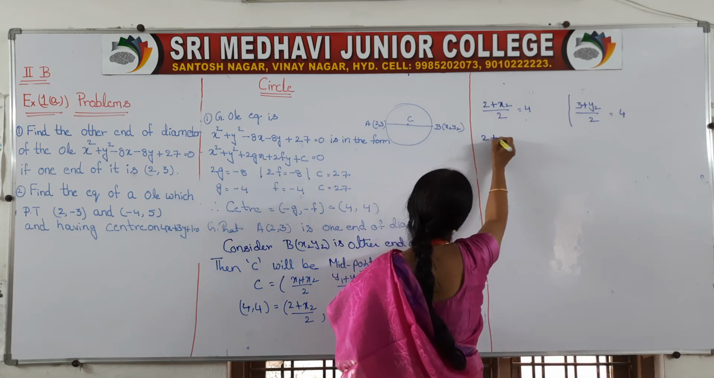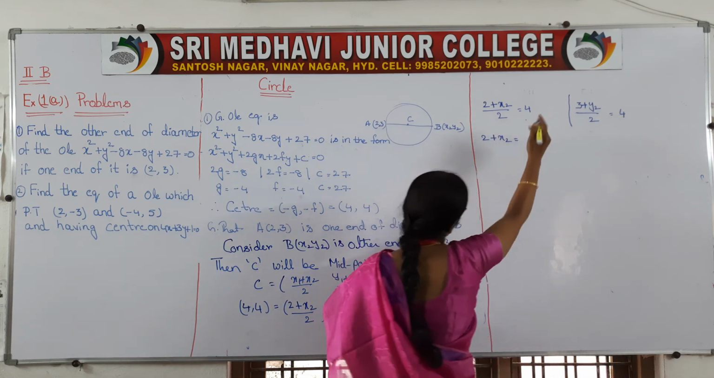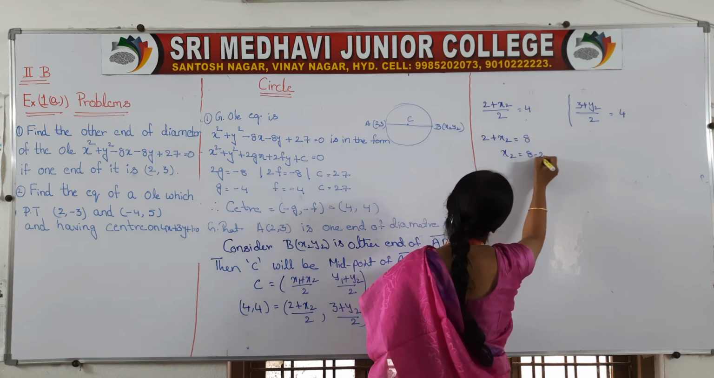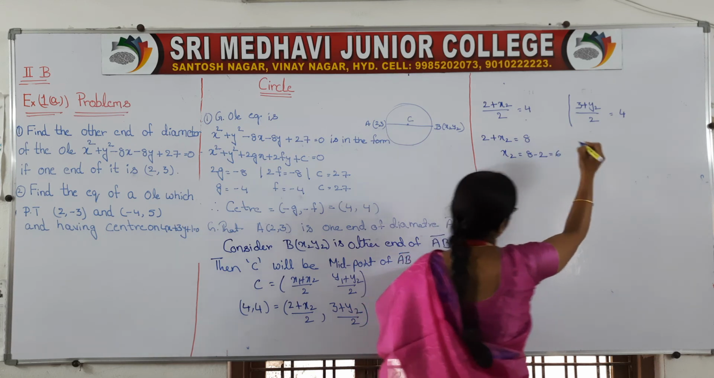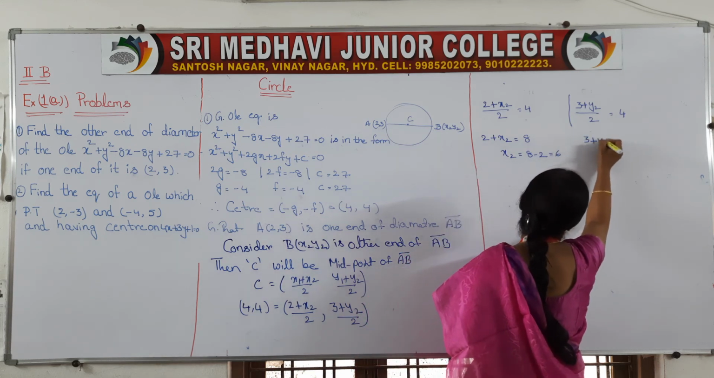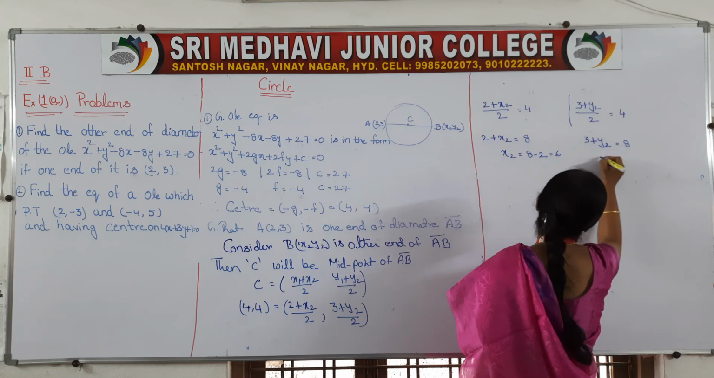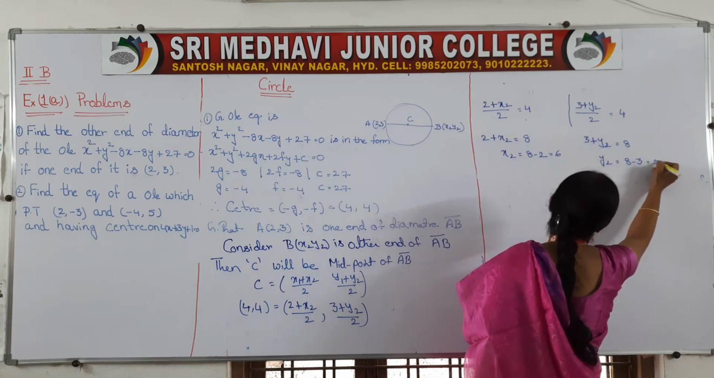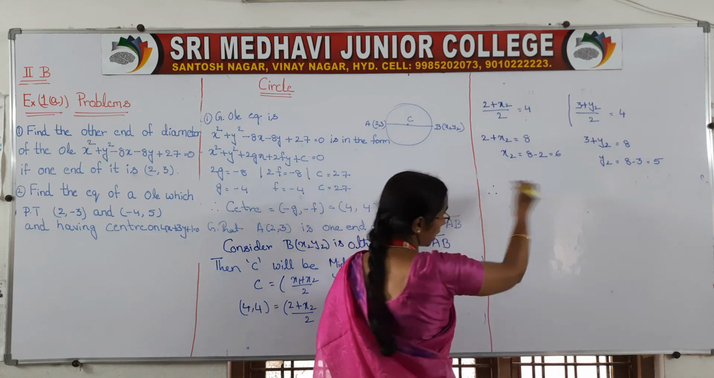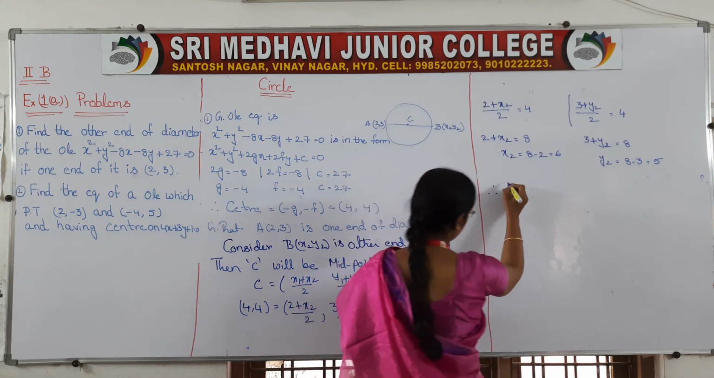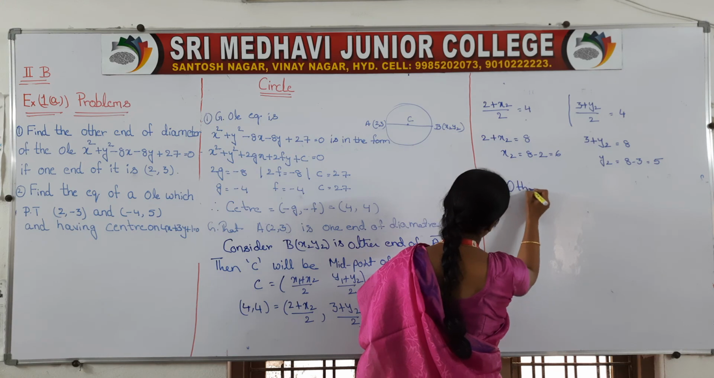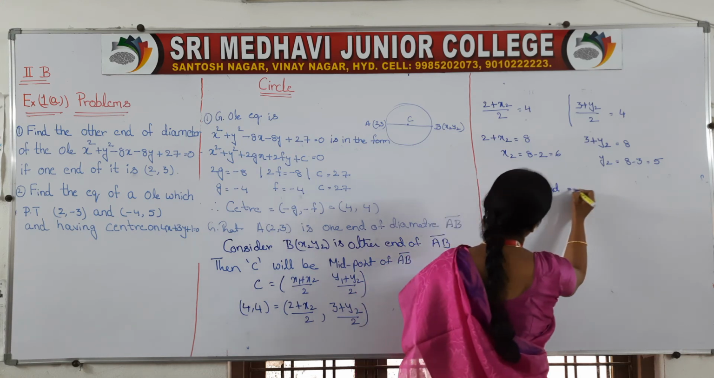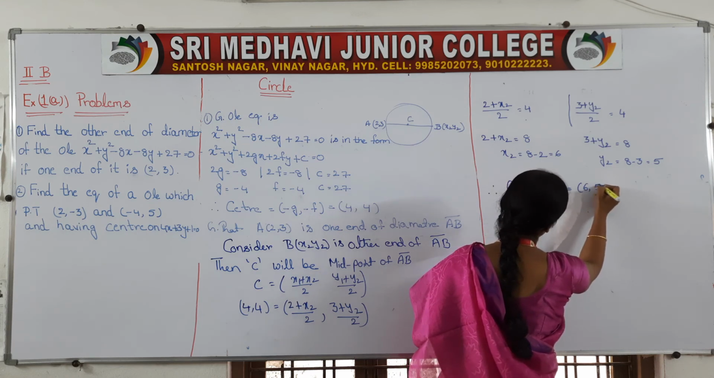So, 2 plus x2, send this 2 4s are 8. x2 is equal to 8 minus 2 is equal to 6. Here 3 plus y2 is equal to 8. y2 is equal to 8 minus 3 is equal to 5. Therefore, you got the other end. What is the other end? Question is find the other end of the diameter is equal to 6 comma 5.